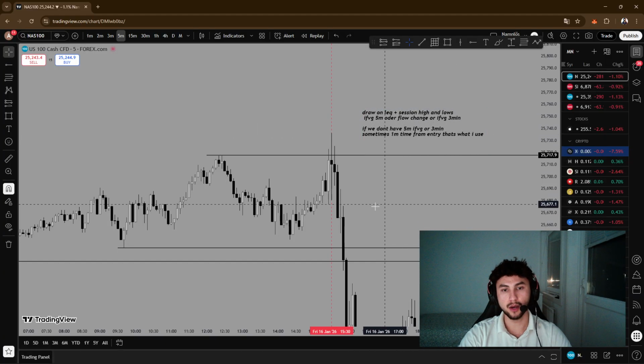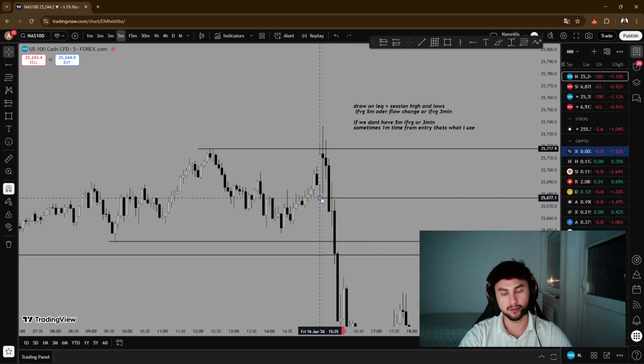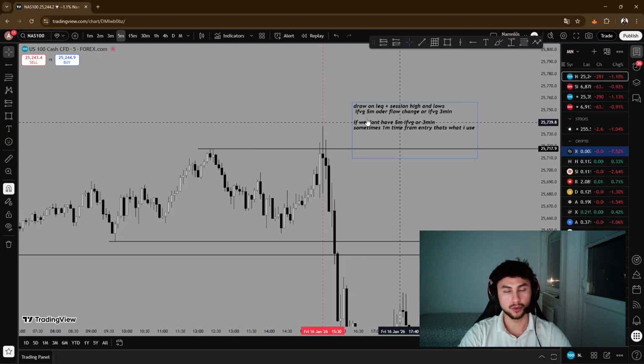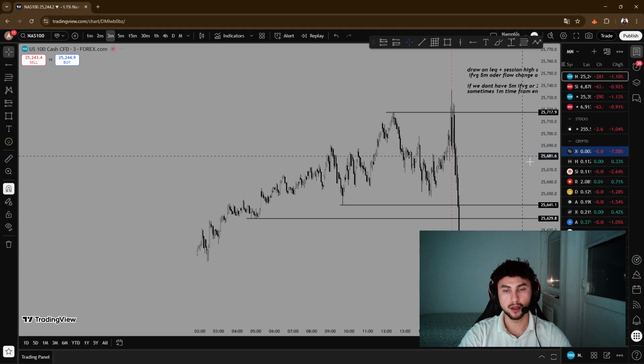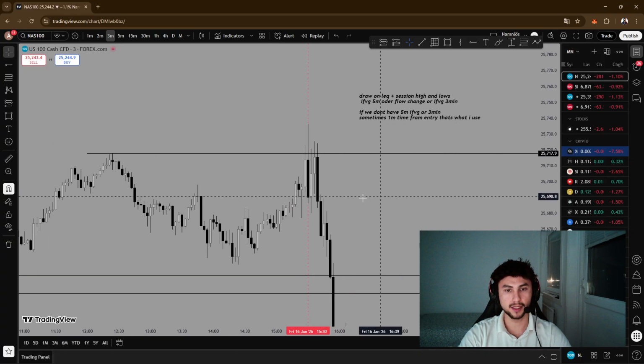Now you guys might be wondering why I don't wait for a break of structure. The break of structure would have happened if the candle closed below that, and that usually doesn't give me the best entries, or the risk reward ratio won't be there. So now we just go on a 3 minute time frame. If you go on the 3 minute time frame, do we have any kind of inverse fair value gap? Let's see. Yes, we have.